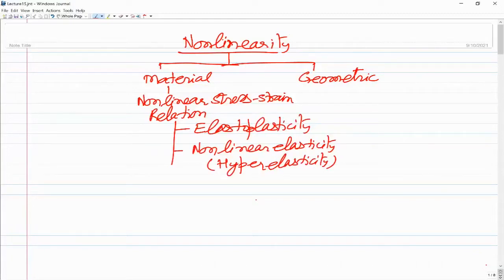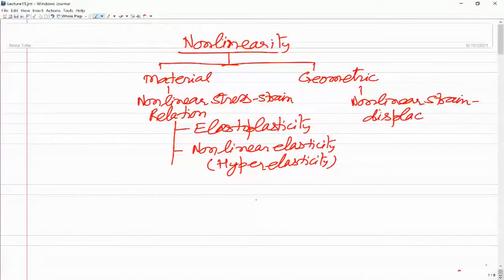In both, the stress strain relationship is nonlinear. And in the geometric nonlinearity, mainly what we are going to talk about is the nonlinear strain displacement relations. If you look at the Green-Lagrange strain tensor, there are quadratic terms. If the displacement gradients are large, those quadratic terms are important. And if we consider those quadratic terms, then the problem becomes a geometrically nonlinear problem.